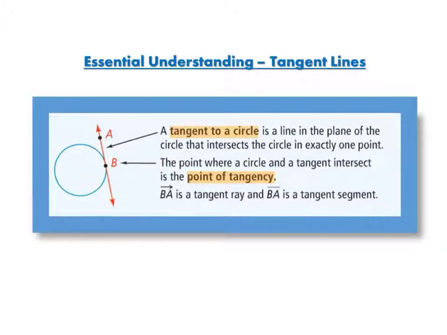All right, here are a couple definitions. A tangent to a circle is a line that's in the same plane as the circle, and it intersects the circle at exactly one point. So this line AB intersects this circle at exactly point B. Now the point where the circle and the tangent intersect is called the point of tangency. So ray BA is a tangent ray, and line segment BA is a tangent segment.